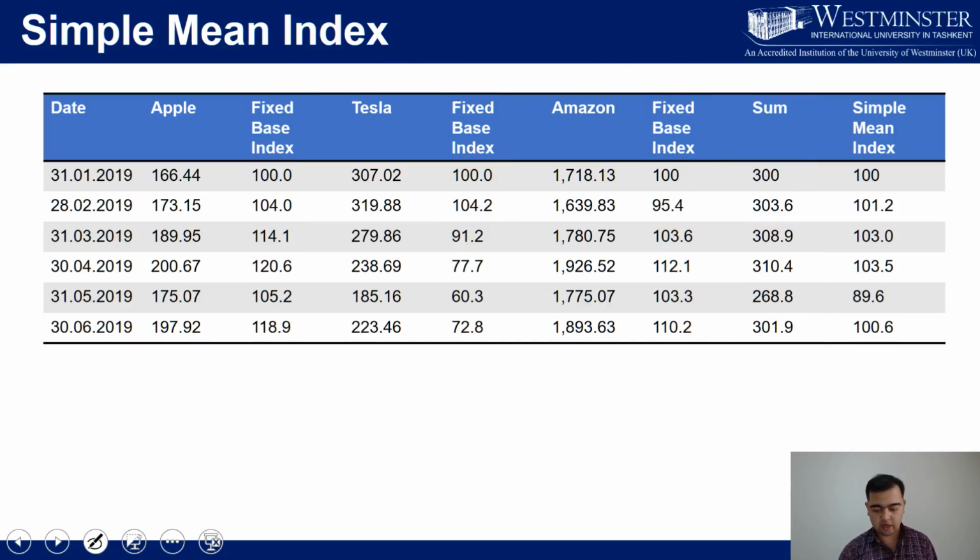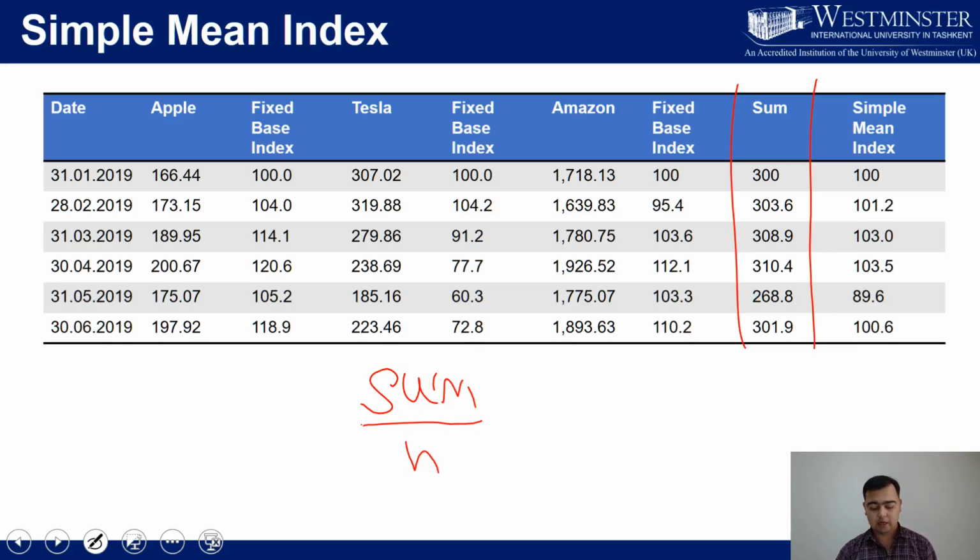So once you have this sum, what we're going to do as a last step is we simply need to divide it by a certain number. What number? Let's see it from the formula. Once you find the sum, we usually divide it by n. Now here's the question, what is n?